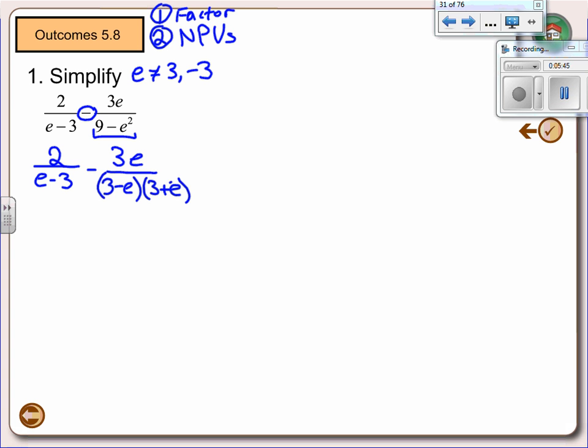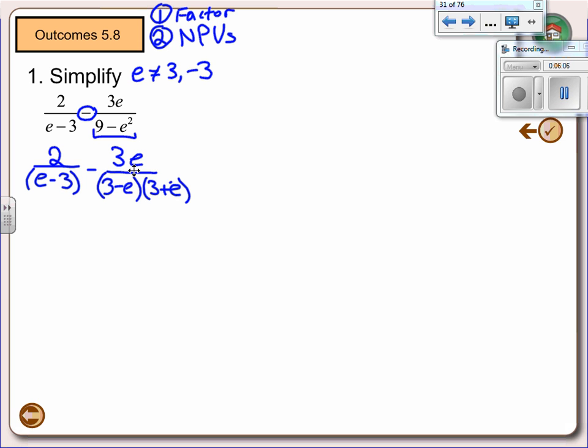Next thing I'm going to do is look at my denominators. I'm going to put brackets around everything. So I'm going to add a set of brackets on my e minus 3 there so that I remember that they're together. That's a package deal. My denominators need to have that entire package.